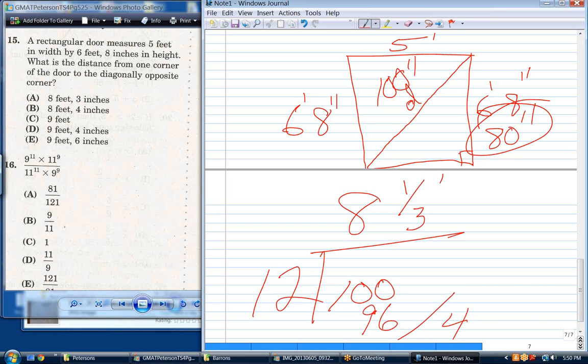So which answer is 8 1/3 feet? A. Actually, B. 4 inches is 1/3 of a foot. Oh, yeah, because it's 12. Okay. And in fact, we could have just taken that as 4 inches. In other words, I didn't need to convert it to 1/3 and then back to 4 inches. I could have just said 8 feet 4 inches because of the remainder.